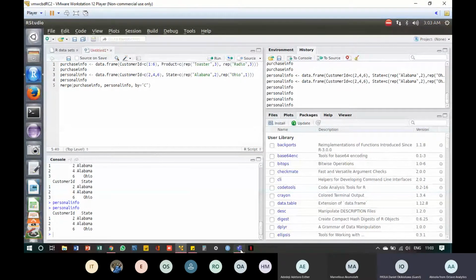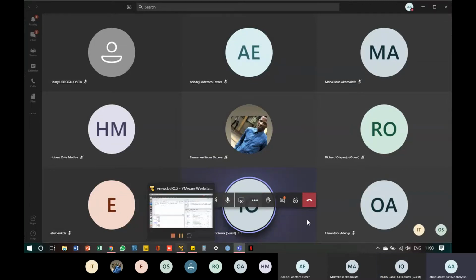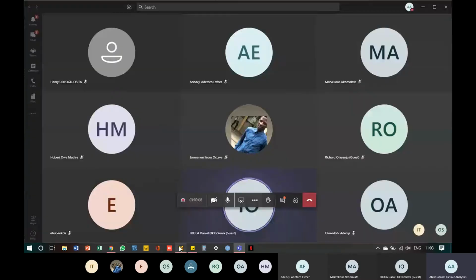Because they are both common to that customer. Anybody? Customer ID is common to both tables. No one? Okay. So we're joining on customer ID because customer ID is common to both columns.